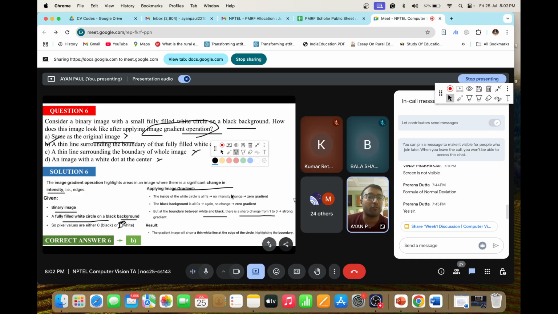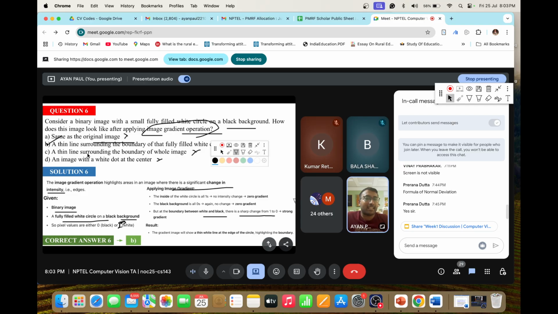So where will the edge be found? The first option, the same as the original image, does not make sense, because the edge will be detected where the circle is completing, on the boundary of the circle and the black background. A thin line surrounding the boundary of the whole image again does not make sense, and lastly an image with a white dot at the center again does not make sense. So option B is the correct answer.